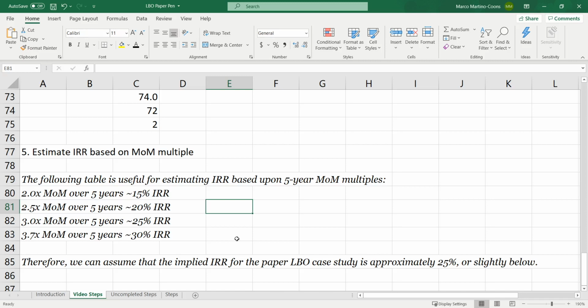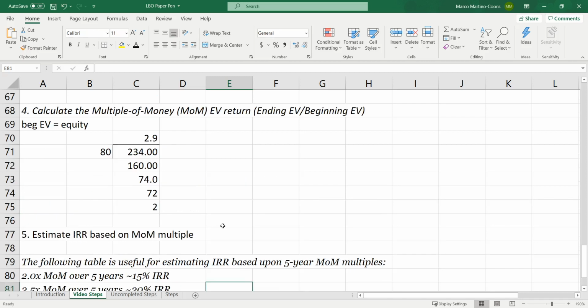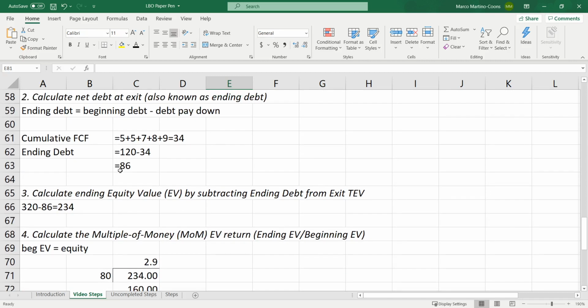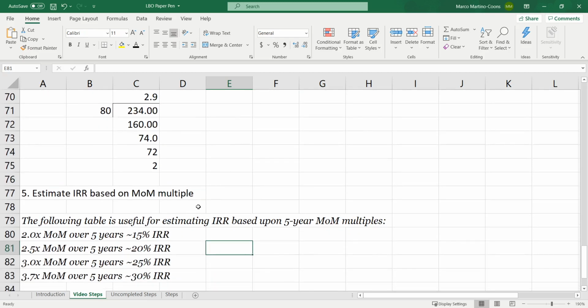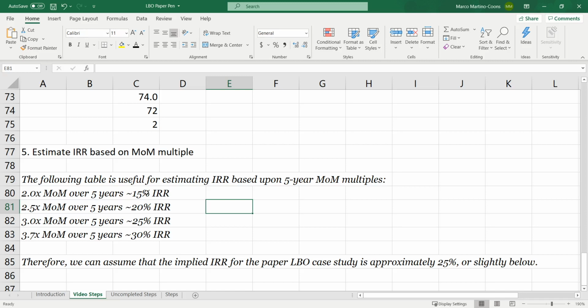Before we did that, though, we ended up finding our exit amount, which was our exit EBITDA multiplied by the 5 times exit multiple. That gave us the amount that we're exiting the investment at. We less the amount of debt, so we were able to find our ending debt, and we were able to find our equity value as well. With the equity value, we calculated our money on money multiple, and that allowed us to estimate our IRR.